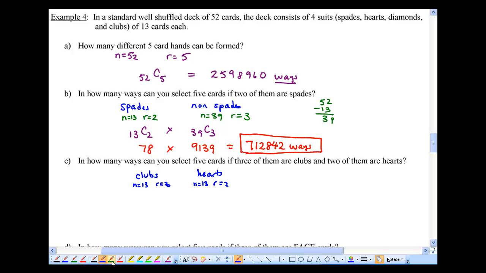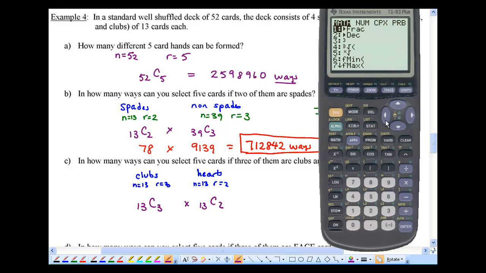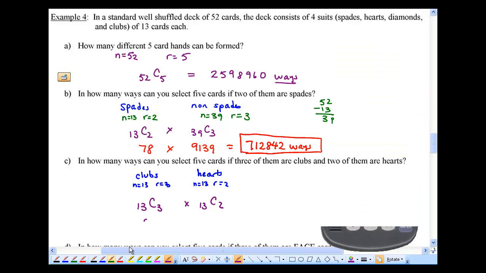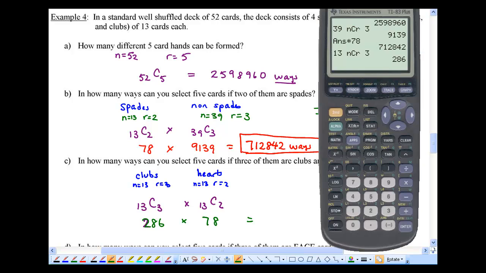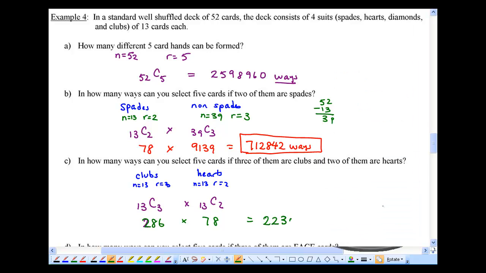Well, I think that's it. Write it in the combination form. 13 choose 3, times 13 choose 2. Go ahead and calculate. 13 choose 3 is 286. 13 choose 2 is 78, so we had that from above. 22308 ways. Okay.